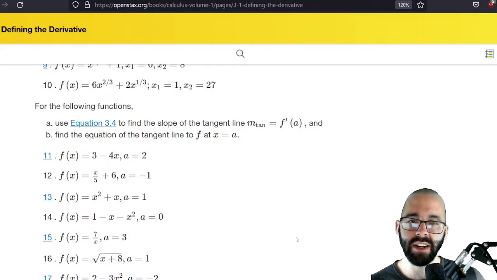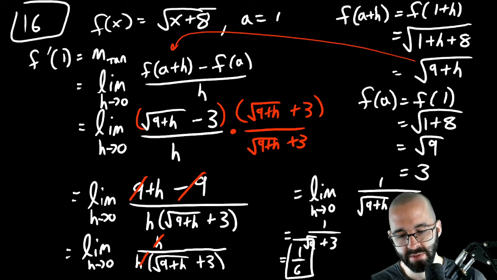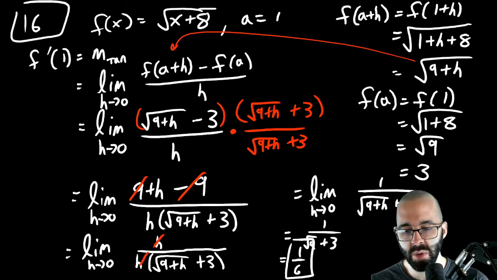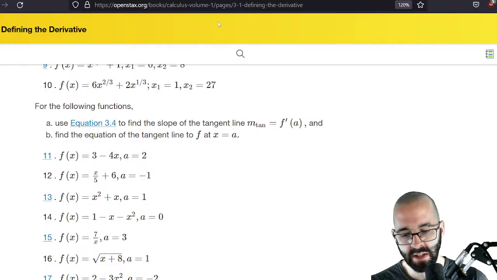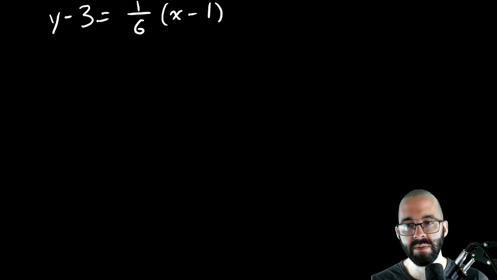Find the slope of the tangent line. We did it. Now part B, find the equation of the tangent line. It's going to be y minus the y coordinate. The y coordinate's 3. That's the function value at this point. Equals the slope, 1/6, times x minus the x coordinate. This is point slope form. The x coordinate is our a value of 1.